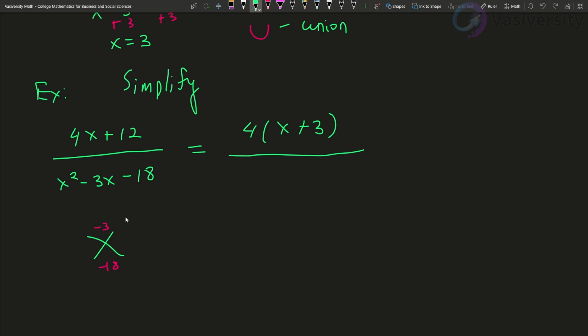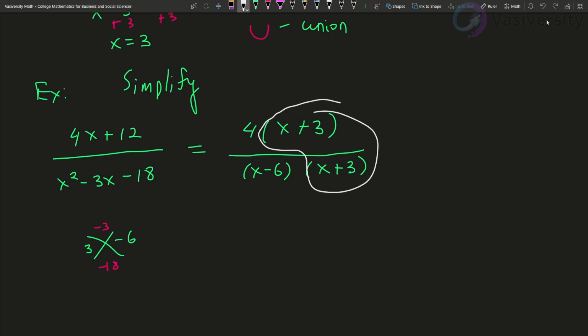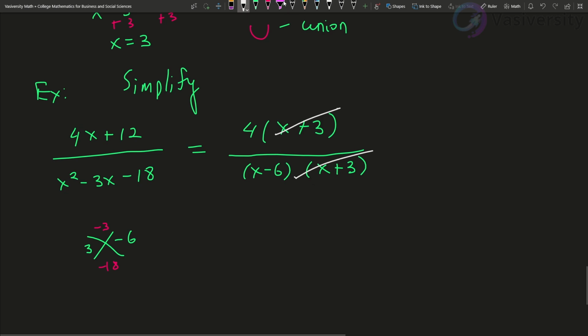So what would we have? Something plus something is negative 3, so that means we can have 3 and negative 6. Right, that would satisfy the equation. So, okay, that means we will have x minus 6 times x plus 3. Notice, we have x plus 3 and x plus 3 in the numerator and denominator. So what can we do? We can cancel them out. Okay, so we're going to end up with 4 over x minus 6. And that would be our answer.